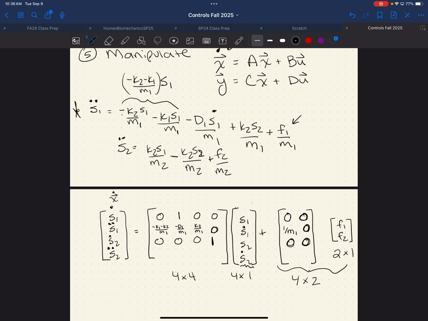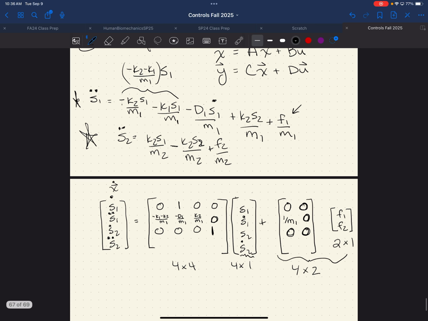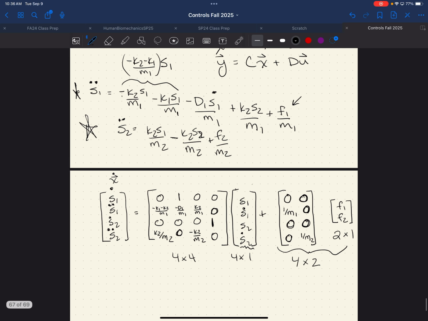And then S2 double dot, I need our second equation of motion. What multiplies S1? What multiplies S2? Oh, sorry. What multiplies S1 dot? 0. Very good, Alex. You read my mind and not my mouth. What multiplies S2? What multiplies S2 dot? 0. And what do we multiply times this U vector? 0, 1 over M2. Good job. Excellent. Ooh, that was a doozy. 4x4s get pretty large.